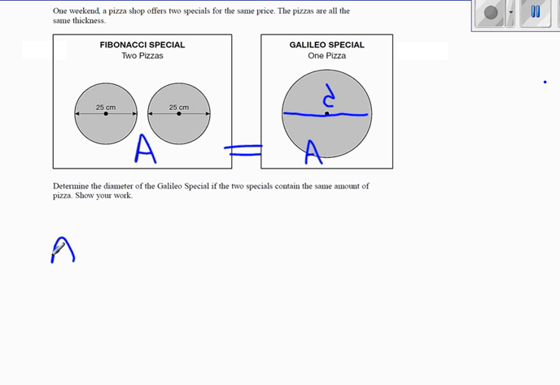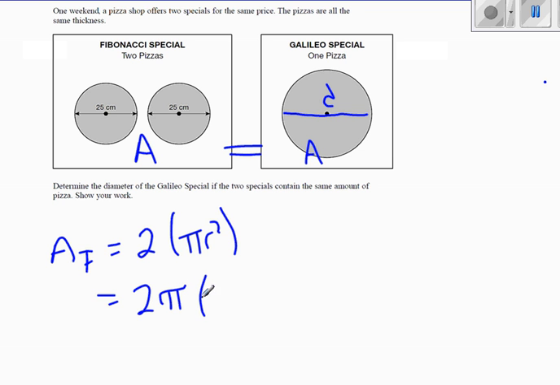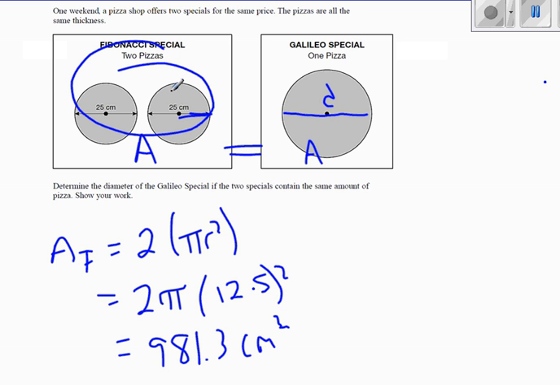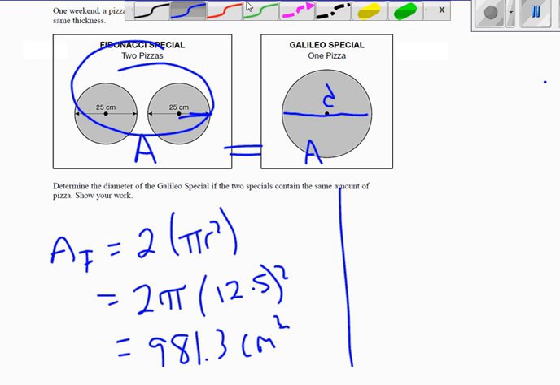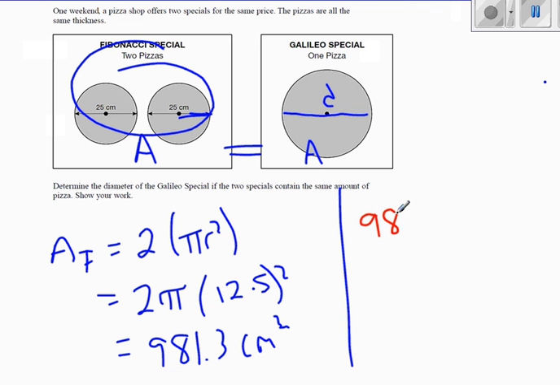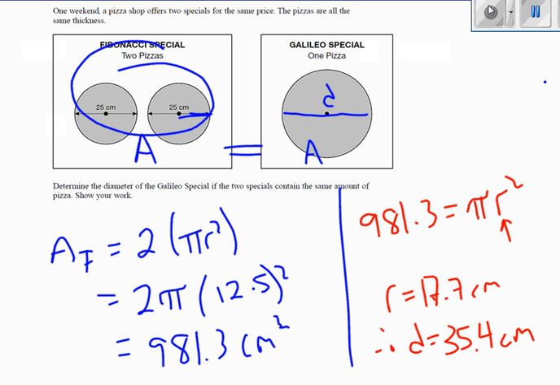So the area of the Fibonacci specials is going to be 2 times pi r squared because there's two pizzas. So it's going to be 2 times pi times radius, 12.5 squared, which gives us 981.3 centimeters squared for the Fibonacci pizzas. Therefore, the area of the Galileo pizzas is 981.3, and that's going to equal pi r squared. So just solve for the radius. And you should get a radius of 17.7 and a diameter of 35.4.